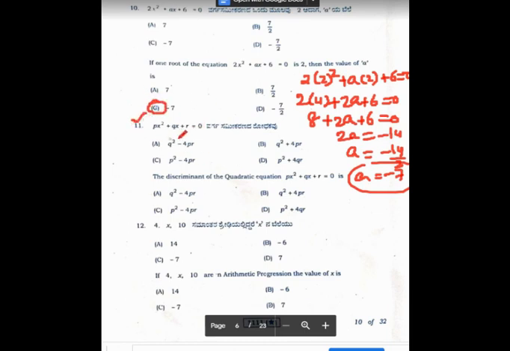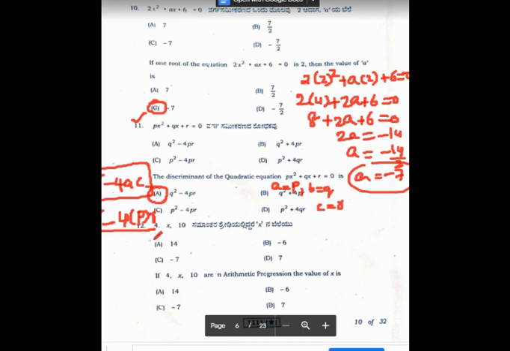Moving on to the 11th question. Find the discriminant of the quadratic equation px square plus qx plus r is equal to 0. Discriminant formula is b square minus 4ac. What is a here? a is p, b is q and c is r. We are going to replace a, b, c in the discriminant formula. b square, b is q, which is nothing but q square, minus 4a, what is a value? p here and c is r. So q square minus 4pr is the correct option. Answer A is the correct answer for 11th question.